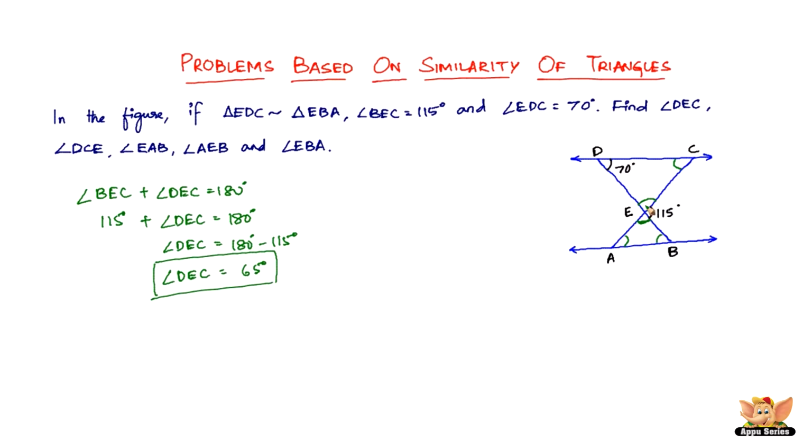So out of the 5 angles, we found one angle now. Very simple. You don't have to really know the concepts of similarity of triangles to solve this. You just have to know some basic geometrical properties.